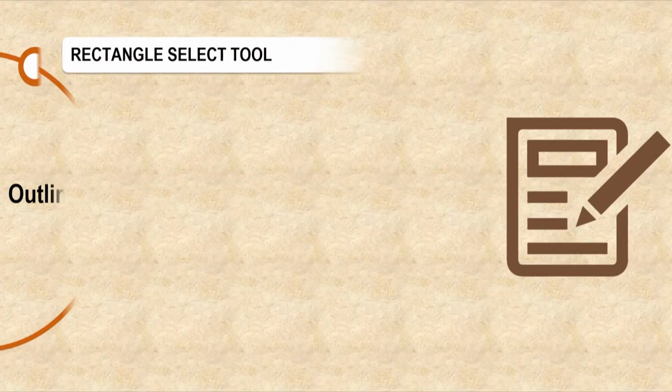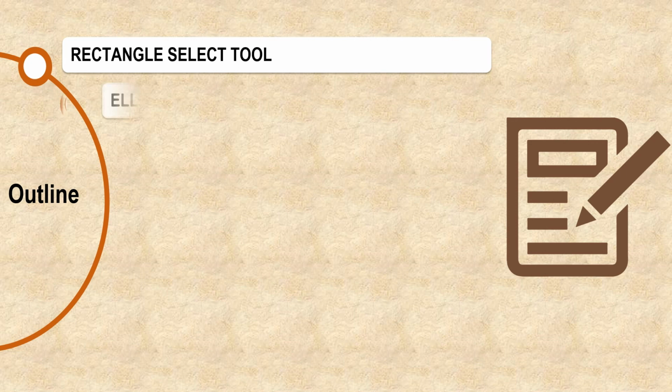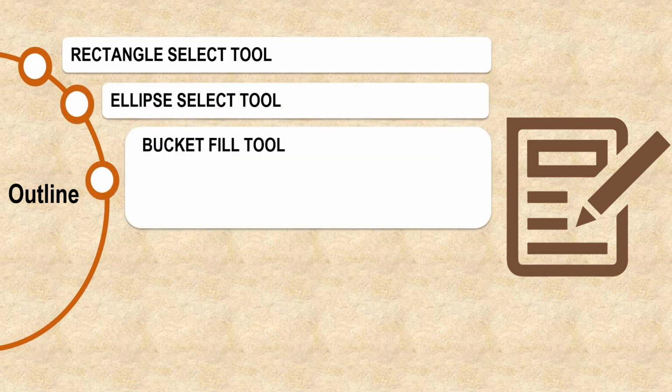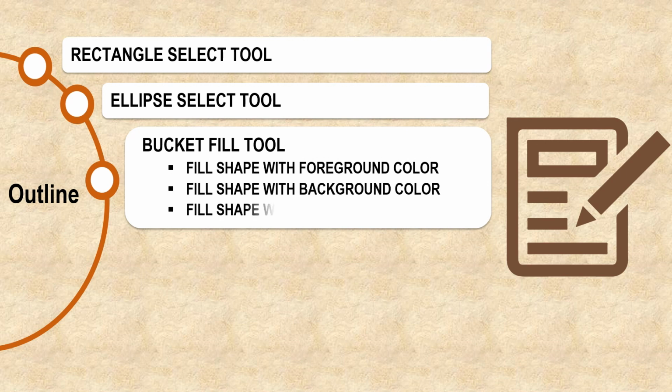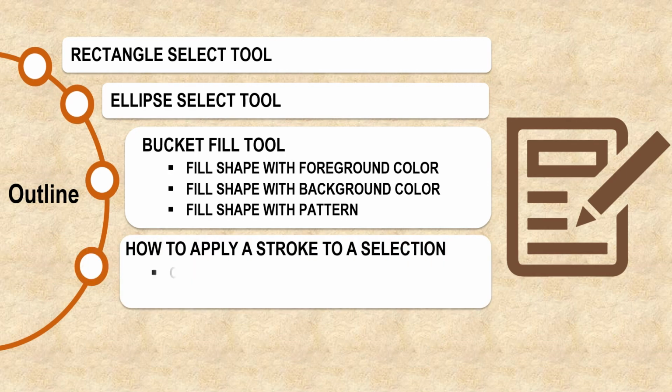Welcome to MOOC's module on graphics and animation development. In this session, we will cover some of the GIMP tools like rectangle select tool, ellipse select tool, bucket fill tool, along with the options like filling the shape with foreground color, background color, and pattern. And we will also learn how to apply a stroke to a selection.